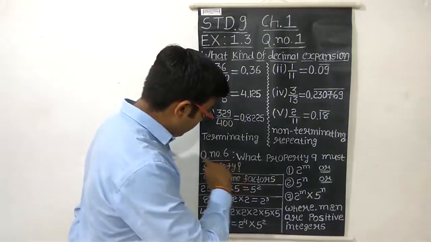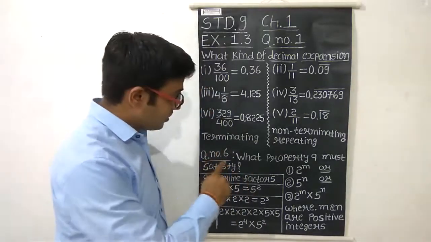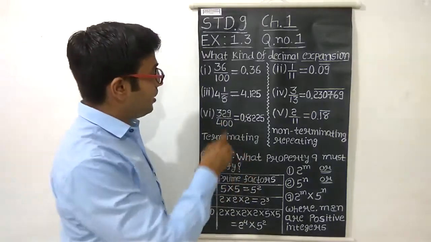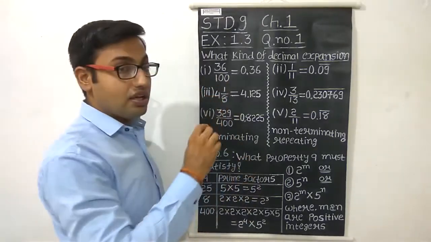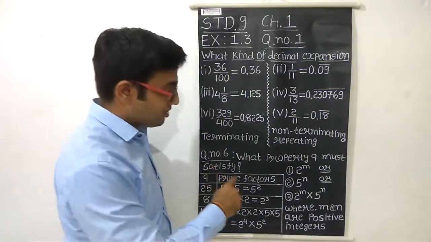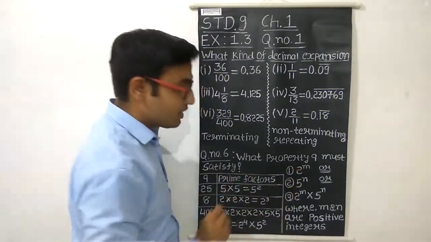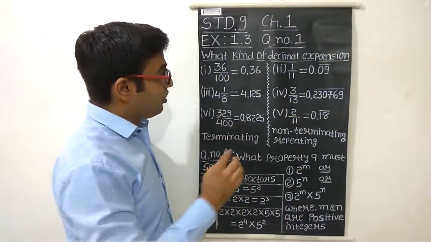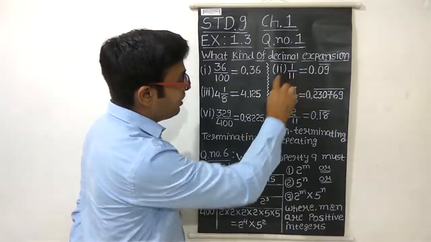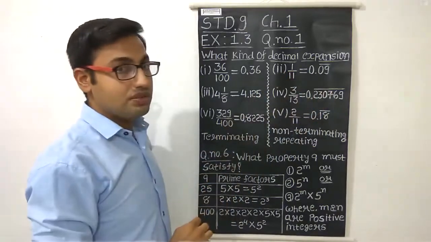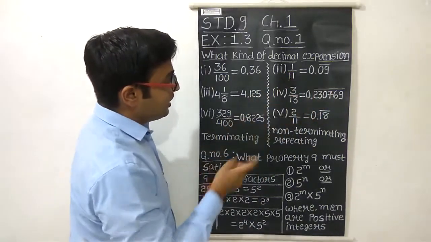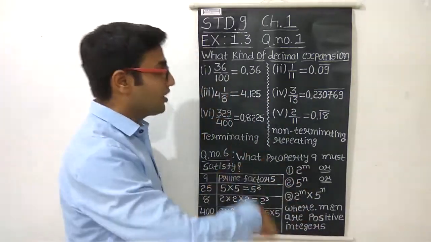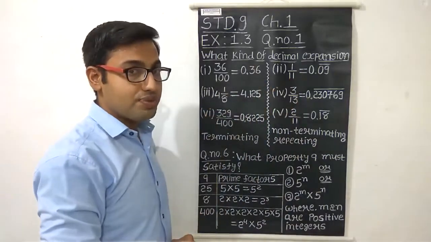So you can write the answer of question number 6 as: if the prime factors of the denominator of the rational number are of one of these forms, it has a terminating decimal expansion, right? Here you can see that 11 has a non-terminating decimal expansion and its prime factorization is not in the form of any of these. That is why it is a non-terminating decimal expansion.